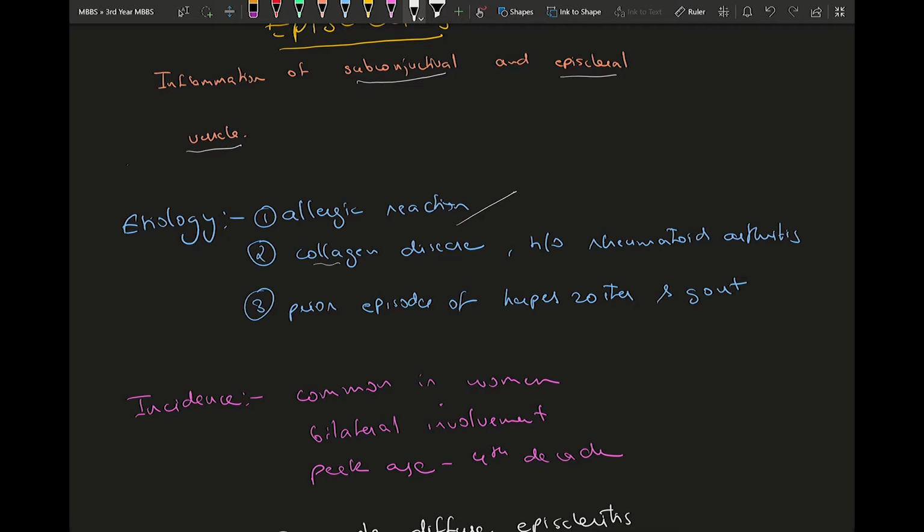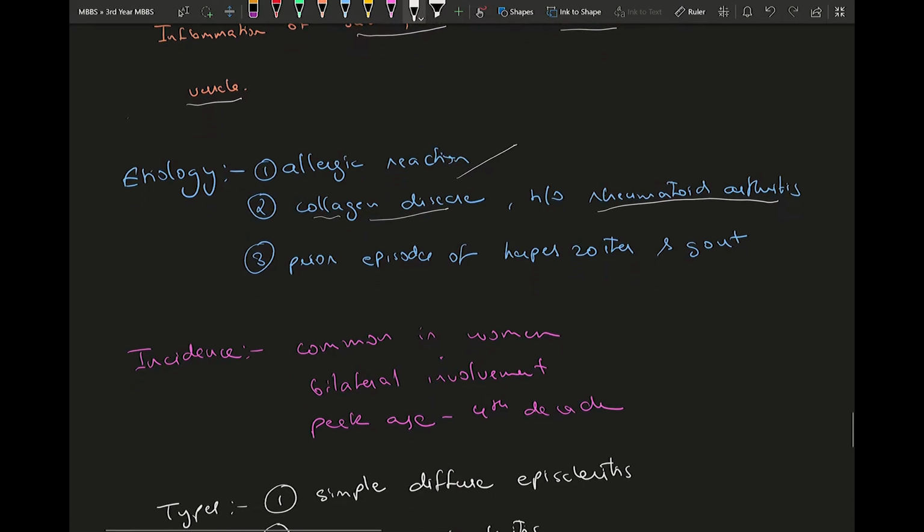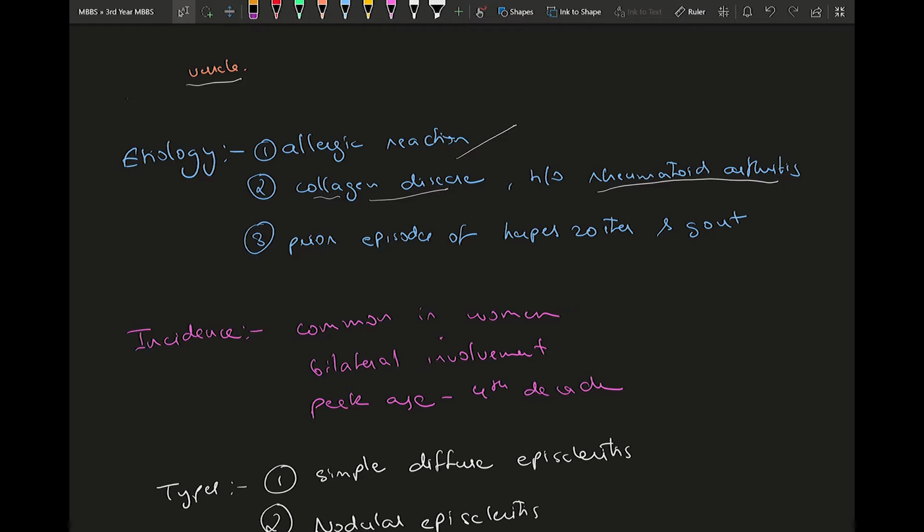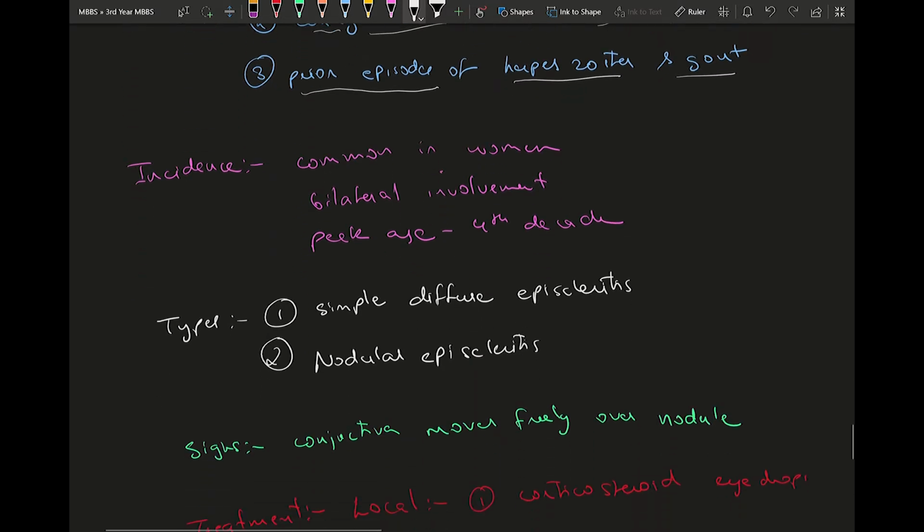it can be related with some kind of collagen disease. So examples of collagen disease are your rheumatoid arthritis. We'll see more collagen diseases in the next condition, which is scleritis, and it can occur in prior episodes of herpes zoster and gout. So herpes zoster and gout may also cause episcleritis.